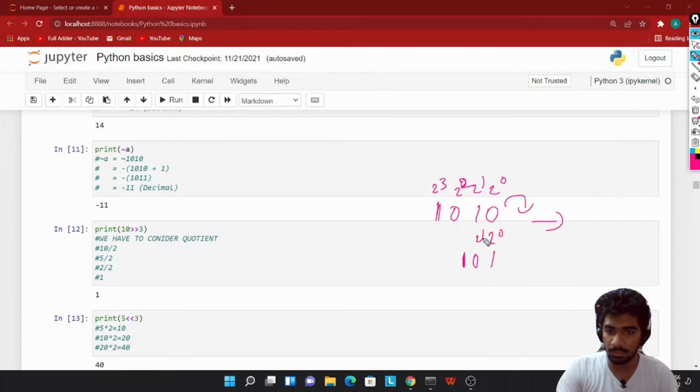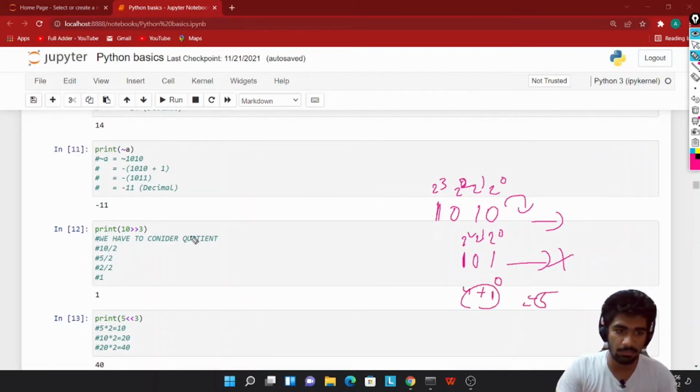2 power 0, 2 power 1, 2 power 2. We won't consider this right side part. Once it goes towards this side, we won't consider anything because it is beyond the 2 power 0 position. So we won't consider these values. So the first time when you perform right shift, you will get 1 0 1. You can check that 1 0 1 means 4 plus 2 power 0, which is 1. So 5. So this is what we got, right?